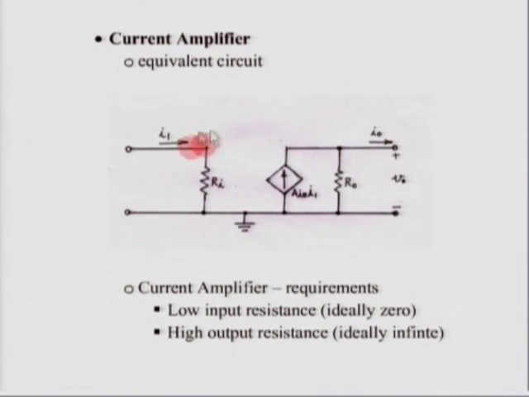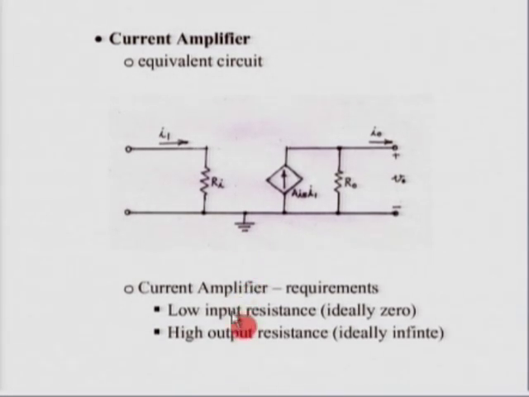Now, the equivalent circuit of the current amplifier is shown here, where again you have an input resistance Ri. We would like the entire current from the input to flow through Ri, and the output, being a current source, is represented by the Norton equivalent, and we have AIS times Ii, where AIS is a short circuit current gain, and R naught, which is the output resistance of the current source.